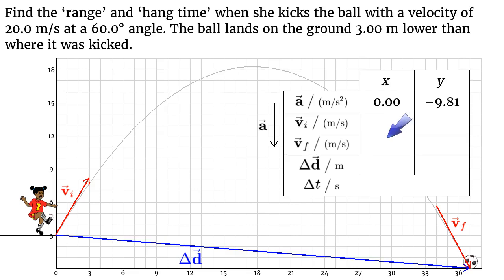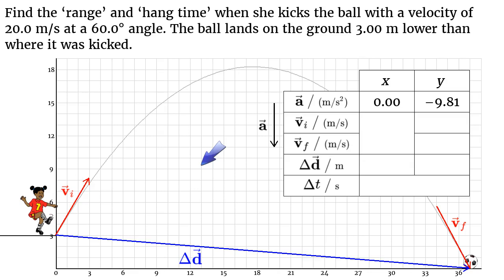Now we were given the initial velocity of the soccer ball. It's 20.0 meters per second. It's at a 60.0 degree angle. That's the polar form of the vector. We need to calculate the components, the Cartesian form of the vector. We need to know the x and the y components. So as we learned earlier in this chapter, we're going to use the sine and the cosine formulas in order to calculate the x and the y components.